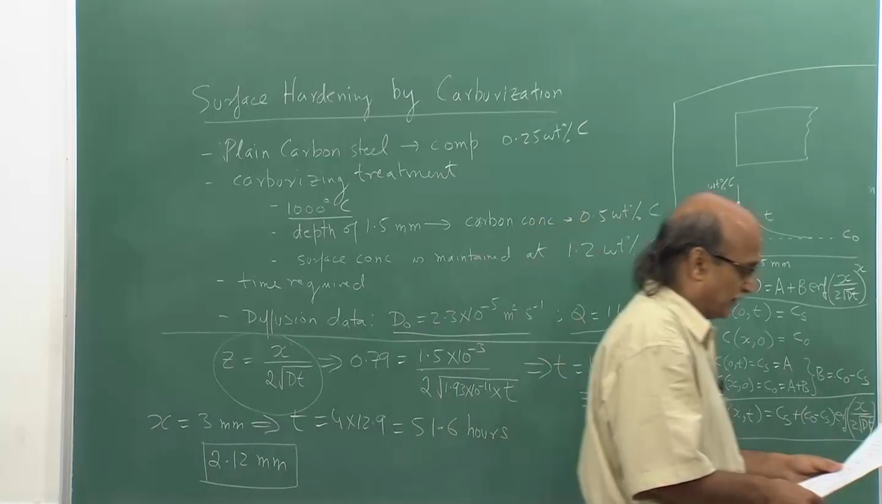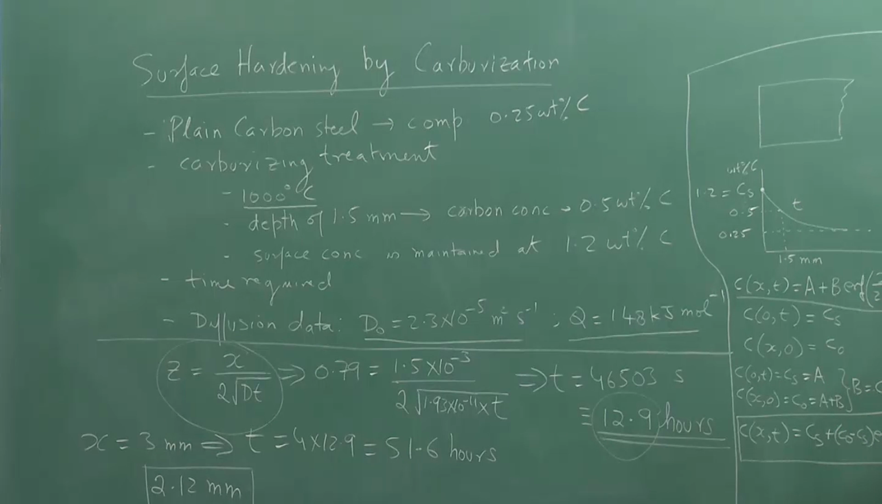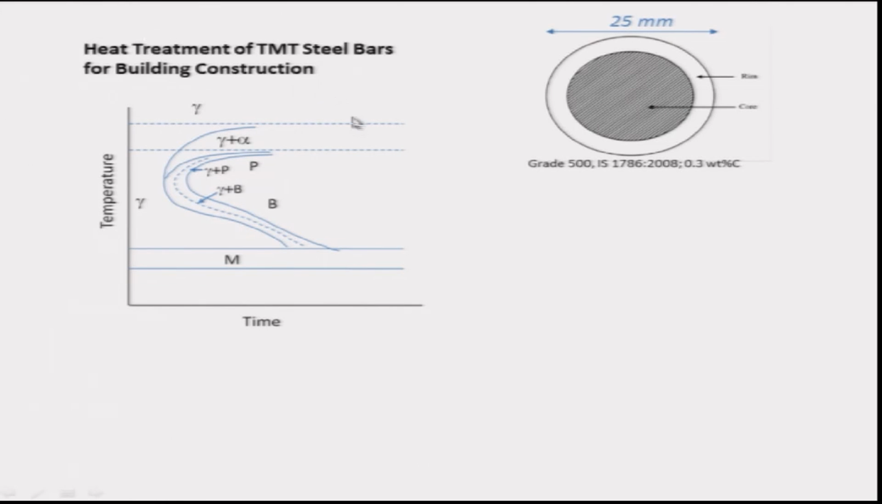So, with this I will close the discussion on surface hardening, a very important application, and let us move to another application: thermomechanically treated steel bars for building construction. They come in various diameters. One particular diameter that is used is 25 millimeters, and they also come in various grades. This particular grade, grade 500, has a carbon content of 0.38%.